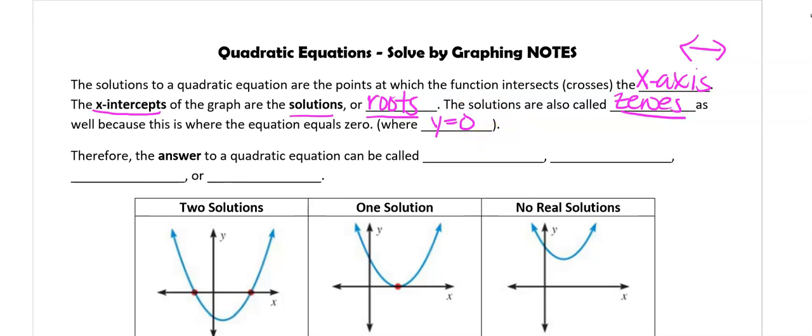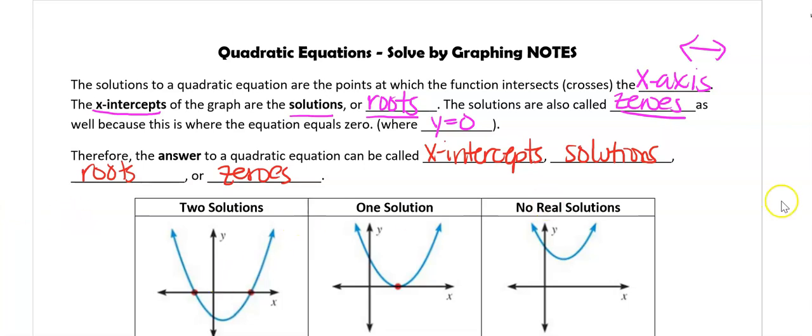Therefore, the answer to a quadratic equation can be called x-intercepts, solutions, roots, or zeros. The big thing with roots is to think of a plant, and it's where the plant goes into the ground. So the x-axis is your ground, and it's where it goes in.